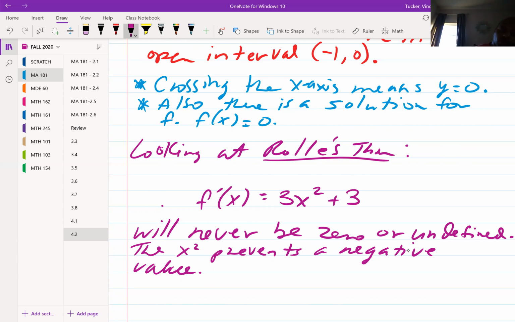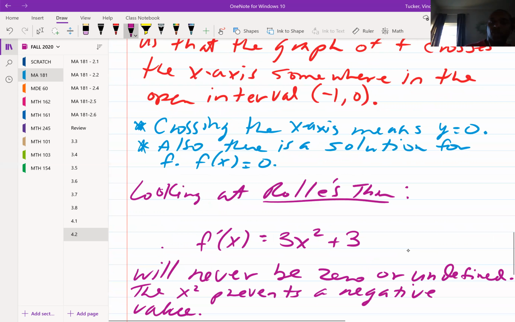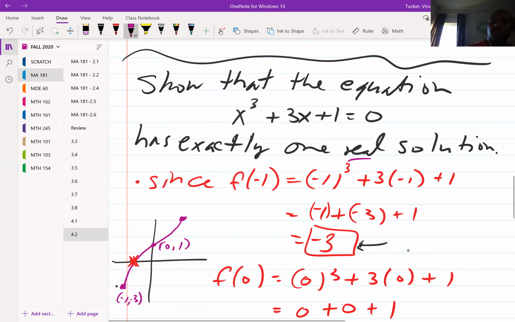All right, so looking at Rolle's theorem, which is what we mentioned at the beginning of this section, we look at f prime of x. That's going to be 3x squared plus 3. It will never be 0 or undefined. The x squared prevents a negative value. So the only way you could get one is if it's imaginary. And remember, we were looking for real solutions.